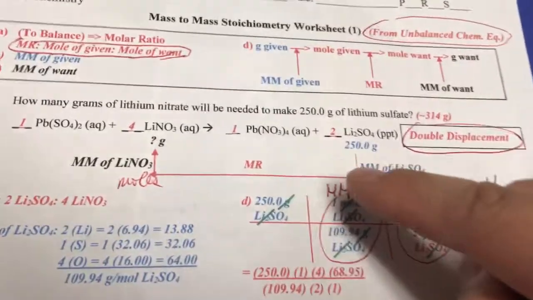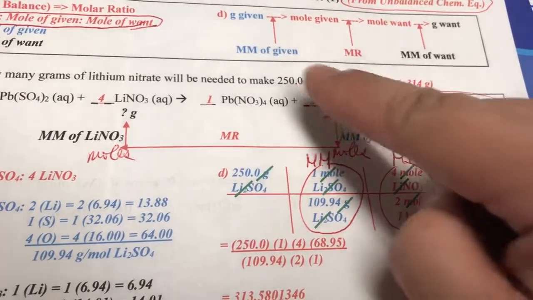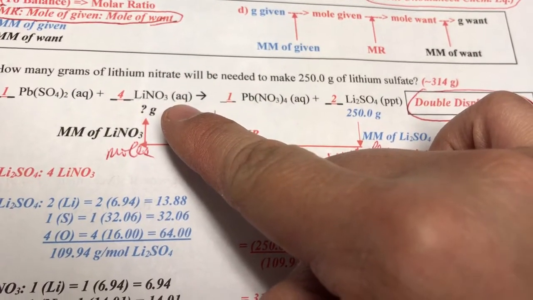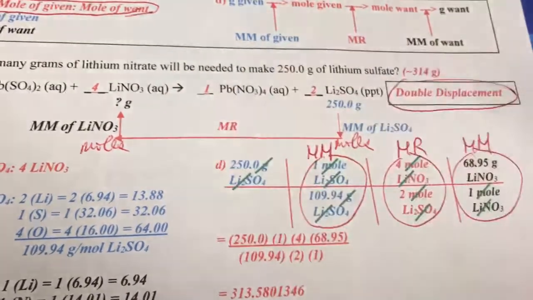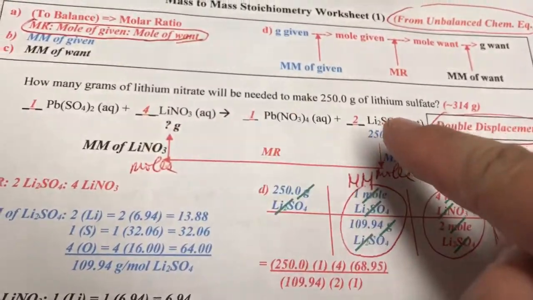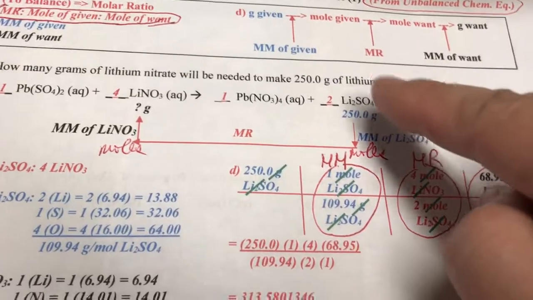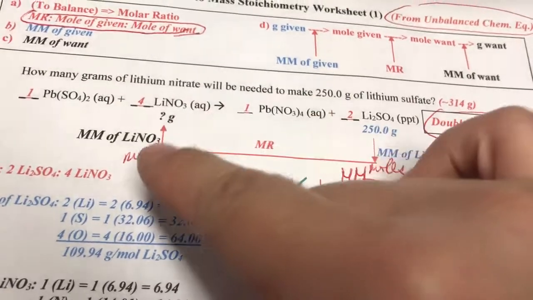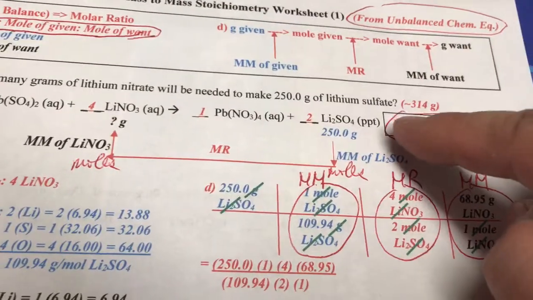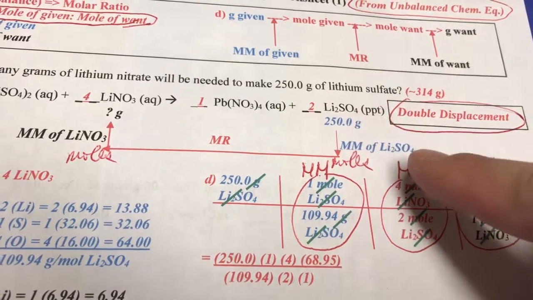I want to go ahead and write down my strategy map. Okay, so I write down, I was given 250 grams of lithium sulfate, and I'm looking for question mark lithium nitrate. So in this case, I cannot go from gram to gram because for gram to gram, I have no direct relationship. So I have to change from gram to mole, and then from mole to mole, and then mole back to gram.